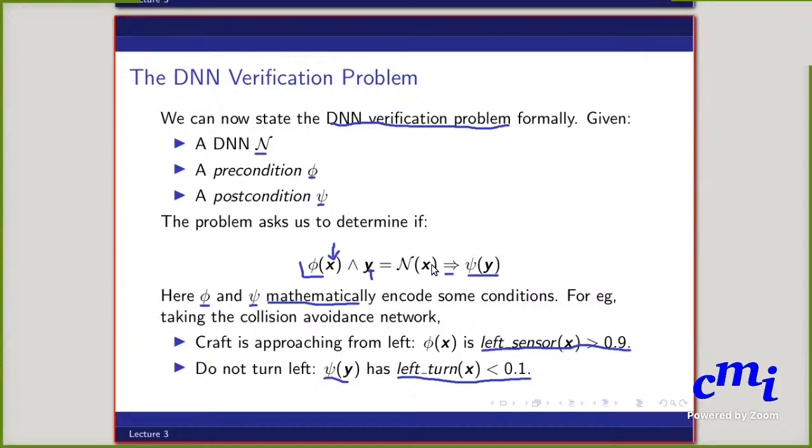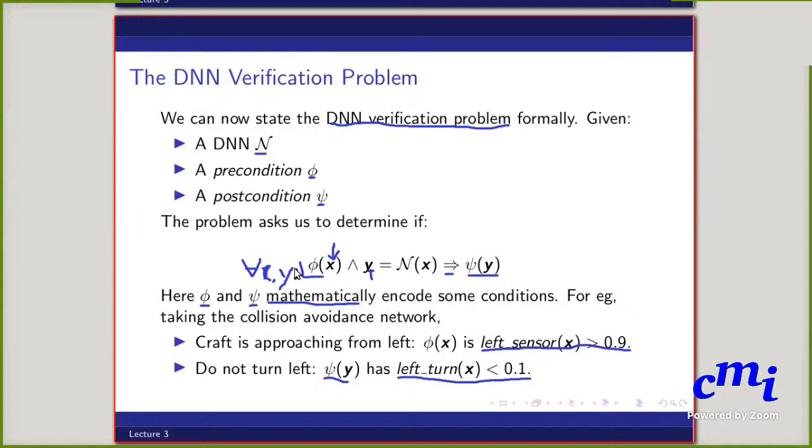Yes, I think so. One point that I want to emphasize is that the x's and y's are universally quantified. The problem is one of showing that for all x's that satisfy phi of x, whatever y that the network N produces for that x satisfies psi. So in that sense, the verification problem is a logical problem, like the one that I showed in the last class about program verification, of proving equivalence of two things.